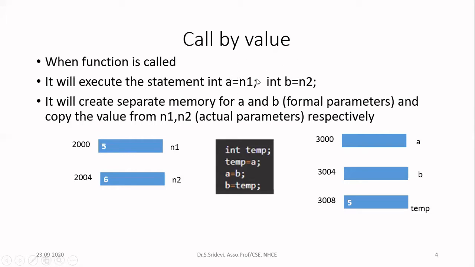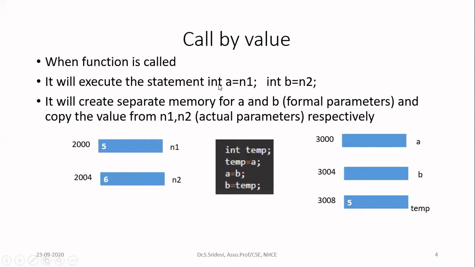Let us see with the help of a diagram. First, let us assume that for n1, it has allocated some memory. In that memory, we have the value 5. And for n2, I have allocated a memory, it is 2004. In that memory, we have a value of 6.